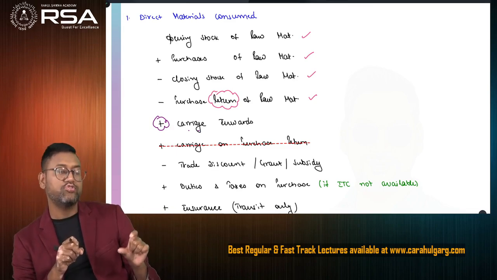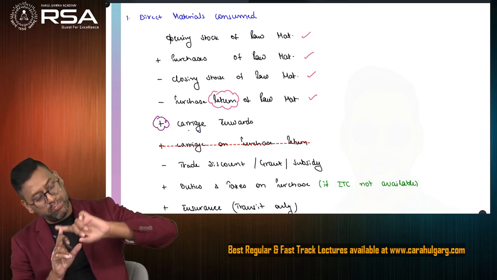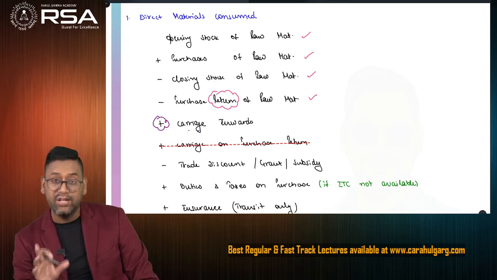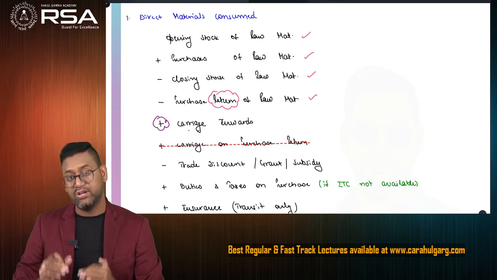For their transport also I have incurred certain expenditure. Now we are saying that carriage which belongs to the purchase return should not be added, because it is not the expenditure to bring the goods to the factory, it has been incurred after that.